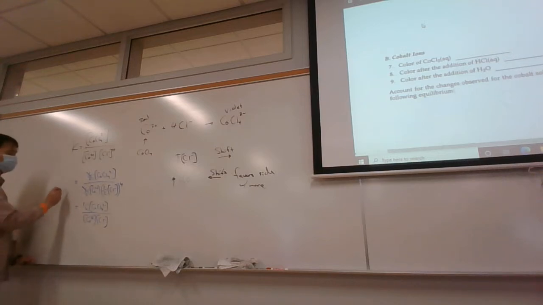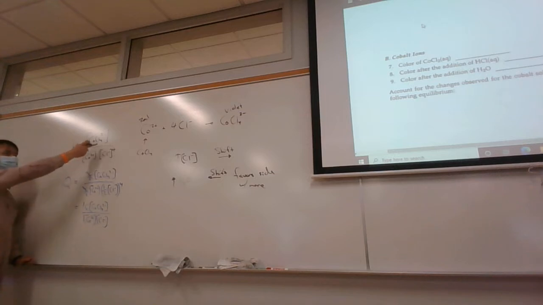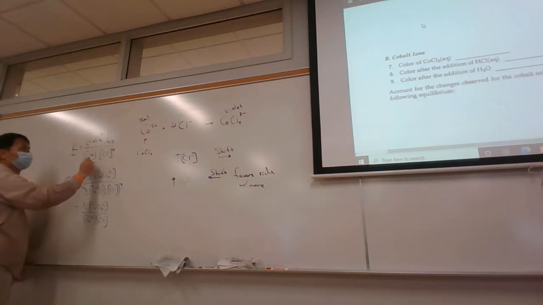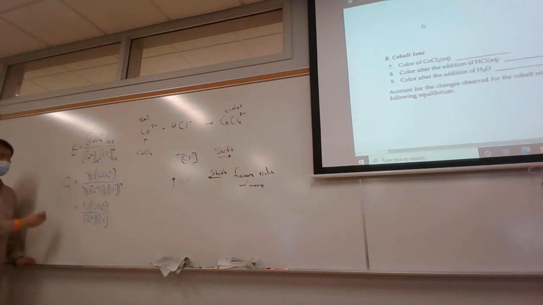So this is not at equilibrium. If it's not at equilibrium, what we do is we call it Q, because when it's K, that means it's at equilibrium. And when it's Q, Q might be at equilibrium or it might not be. There are 3 different scenarios here for Q.